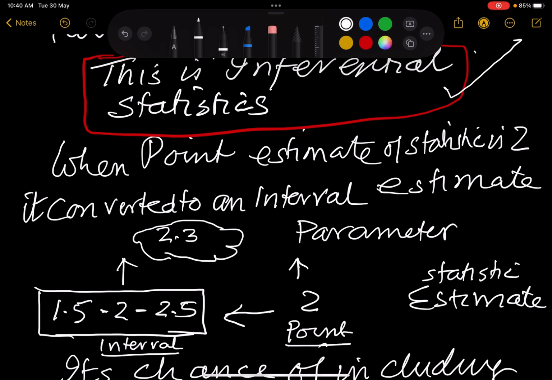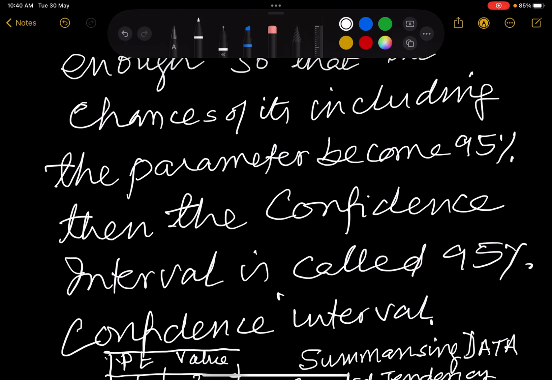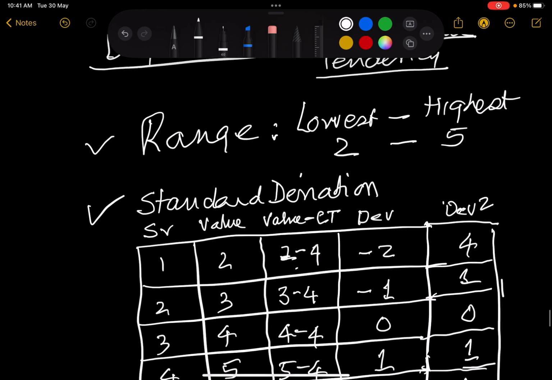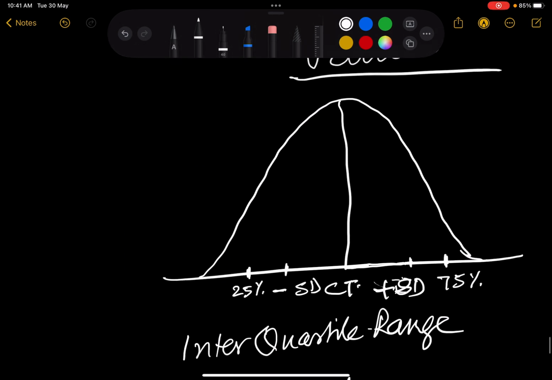This is like a shotgun. The point estimate is like a rifle shot. It may hit, it may not hit. But this is more likely to hit. And as the interval goes on widening, it has greater and greater chances of it containing the parameter in the universe. And if the chances are 95%, then this is called a 95% confidence interval. So next we will cover how do you summarize the data in the data column. How do you define the central tendency, the mean, median, mode? How do you define the dispersion, which is range, the standard deviation, the interquartile range, and the confidence intervals? This we will cover next time.